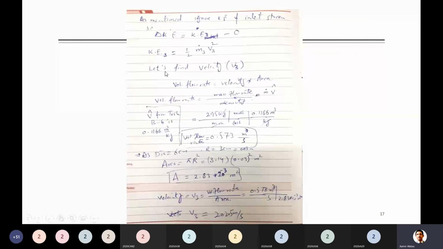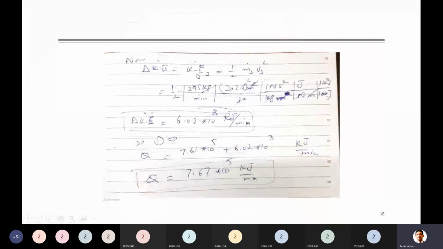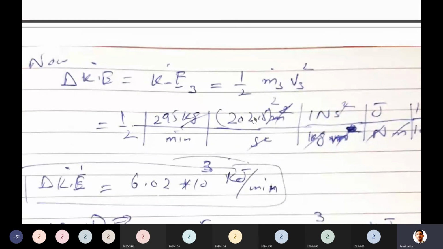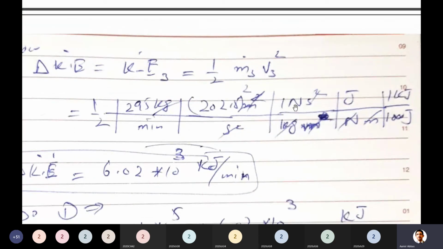So where do we have to use this velocity? Just look at this equation of kinetic energy. Yes, so it means you have to find the kinetic energy of the outlet stream. You have its flow rate, that is 295 kg per minute, and then this velocity, which was 202.5 meter per second. Because this is velocity square, I will also take the square of the unit as well as the quantity, and then I use the same conversions of Newton to cancel kilogram, meter and second square, and then Newton meter was converted to joule.